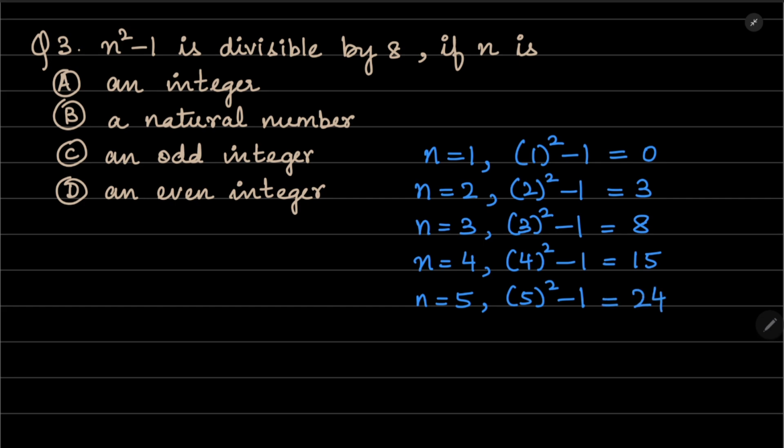Now if you see, if n is an integer, that means all of these should be divisible by 8. So this is not the right answer, because 2 and 3 are not divisible, isn't it?